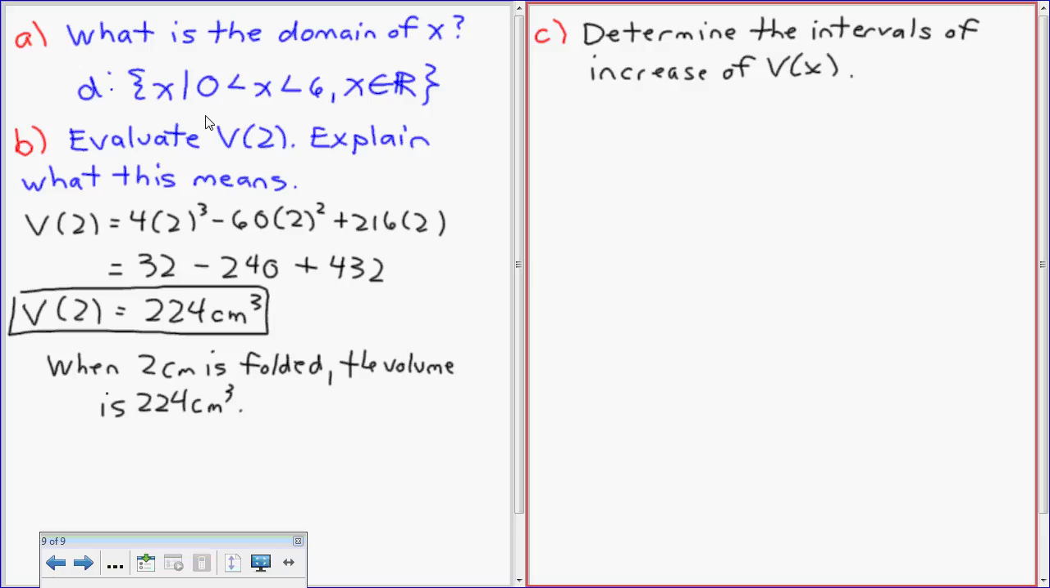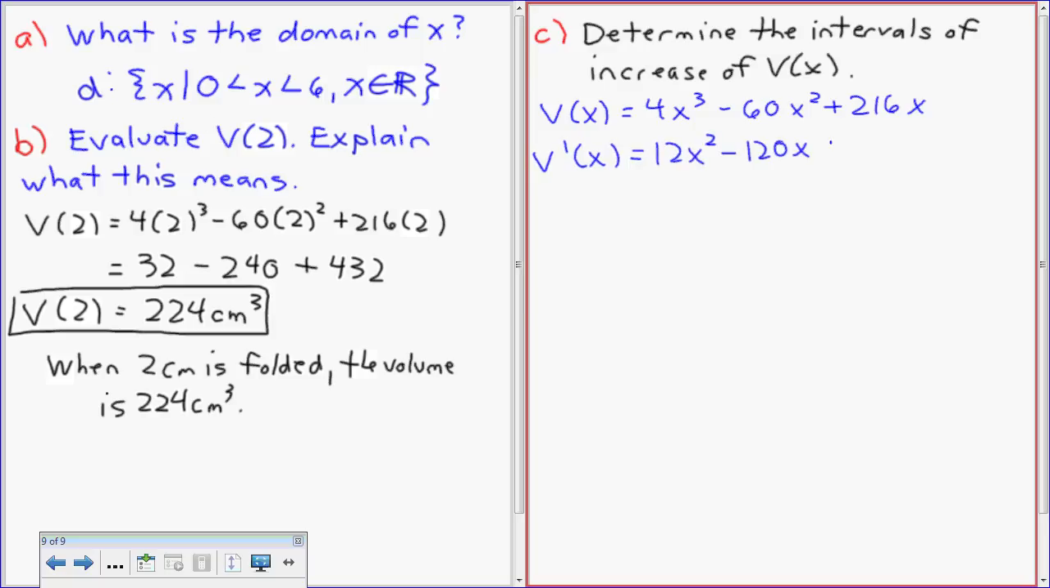Okay, so V of x was 4x cubed minus 60x squared plus 216x. V prime of x equals 12x squared minus 120x plus 216. 0 equals 12x squared minus 120x plus 216. When I divide that by 12, I get 0 equals x squared minus 10x plus 18.